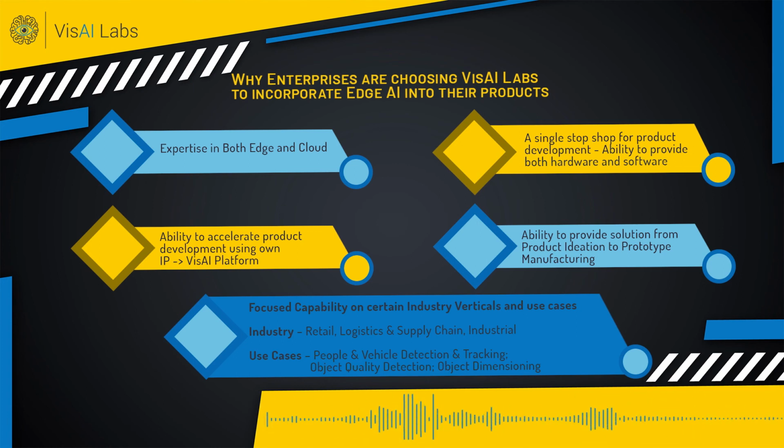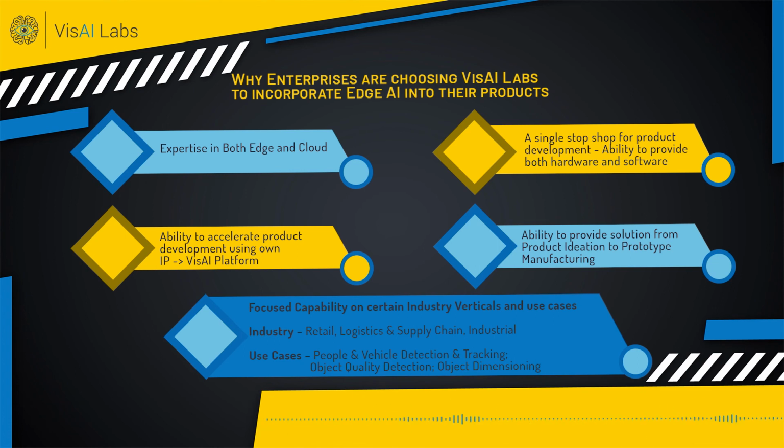We have the ability to provide a solution from product ideation to prototype manufacturing. We help you do product ideation, we help you build the POC, we help you choose the camera, we help you choose the processor, we help you build the algorithm and optimize the algorithm, scale the product to a production-ready solution, and also do the prototype manufacturing. And most importantly, we are not a jack of all trades within edge AI, but we have focused capability on certain industry verticals and specific use cases.